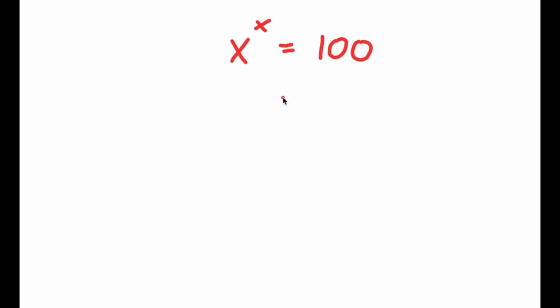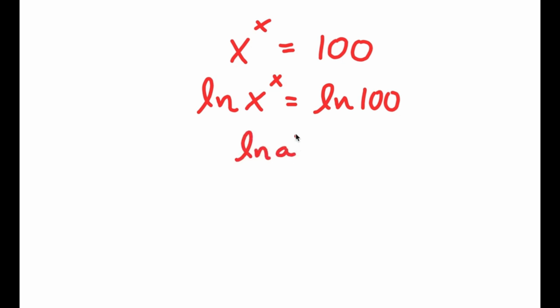Alright, so in this problem, I have x to the power of x is equal to 100. So I'm going to first start by taking the natural log, or ln, on both sides. So I have ln of x to the power of x is equal to ln 100. Now, if I have something in the form ln of a to the power of b, I can move this exponent b to the front. So this is going to equal b times ln a.